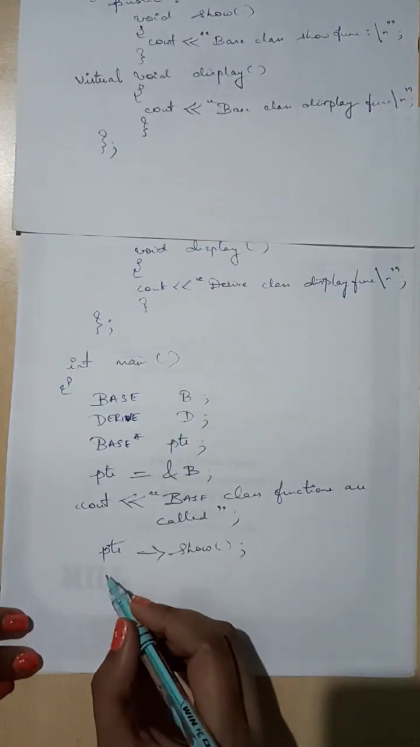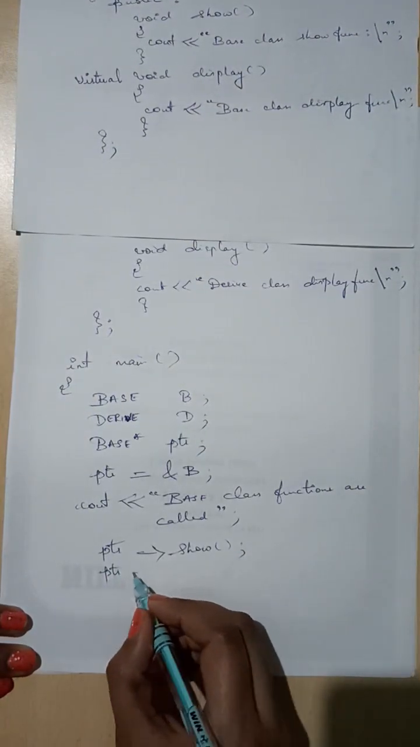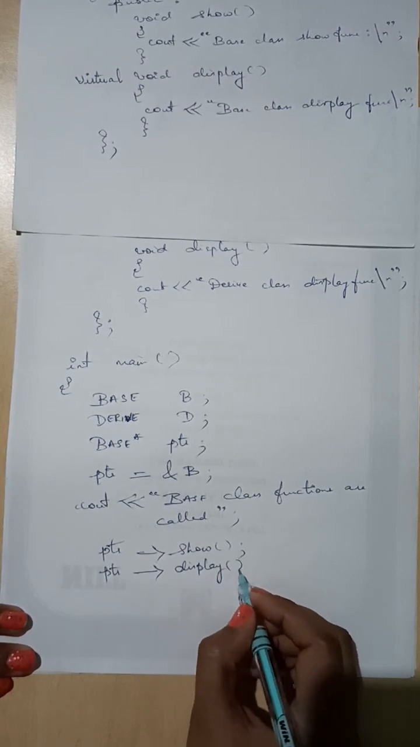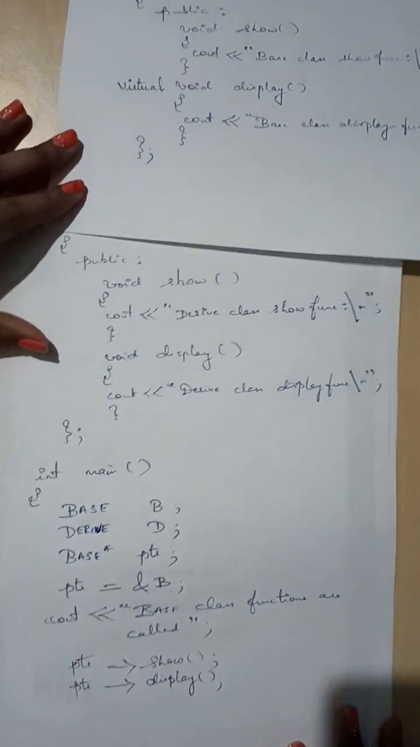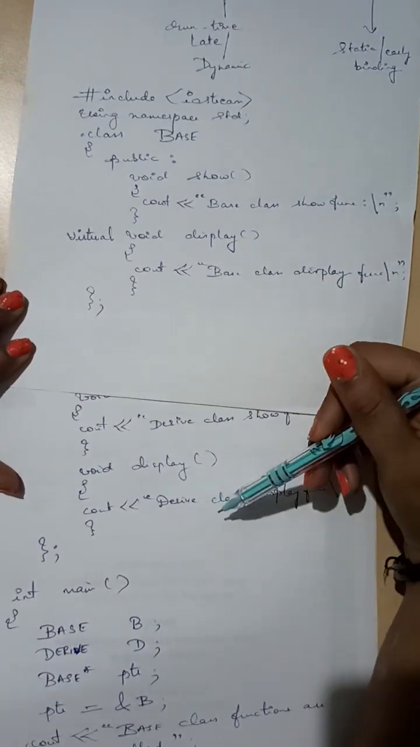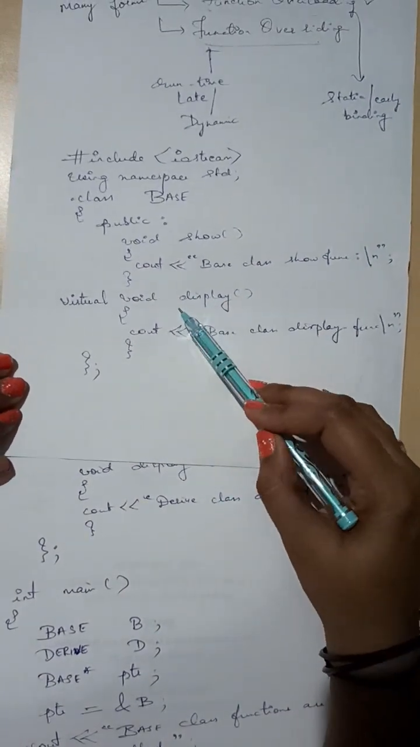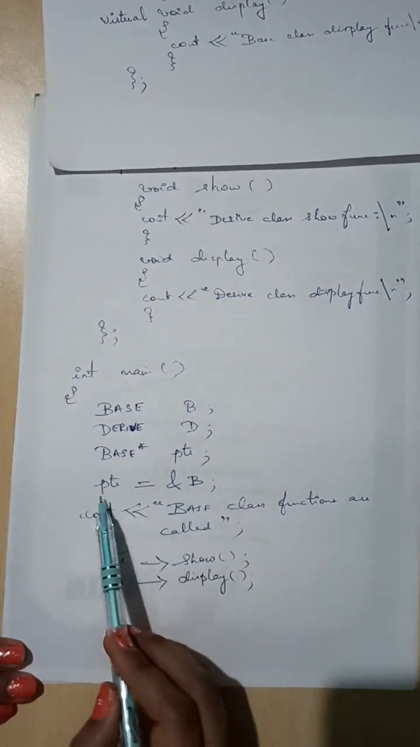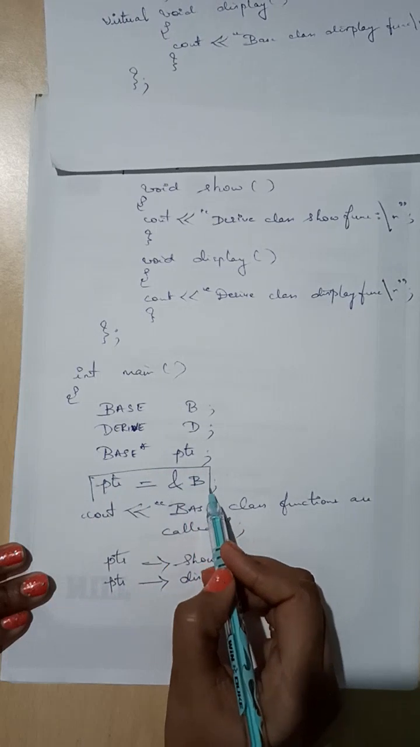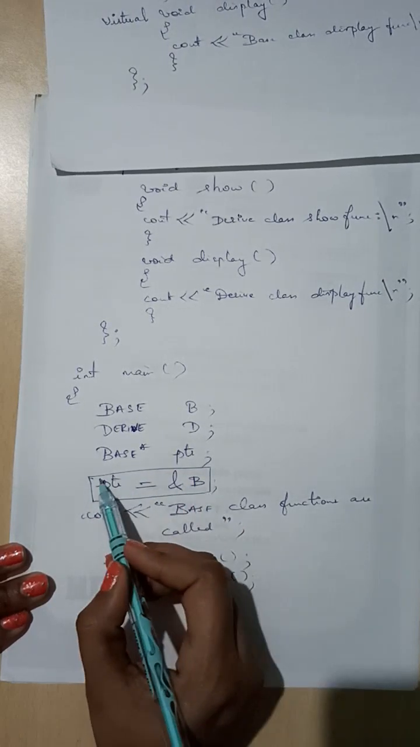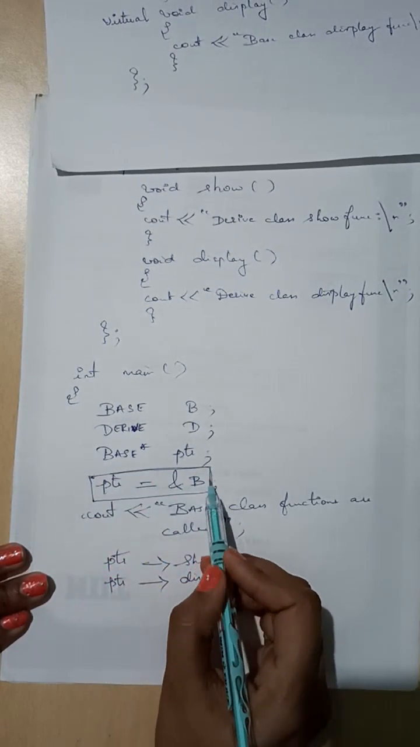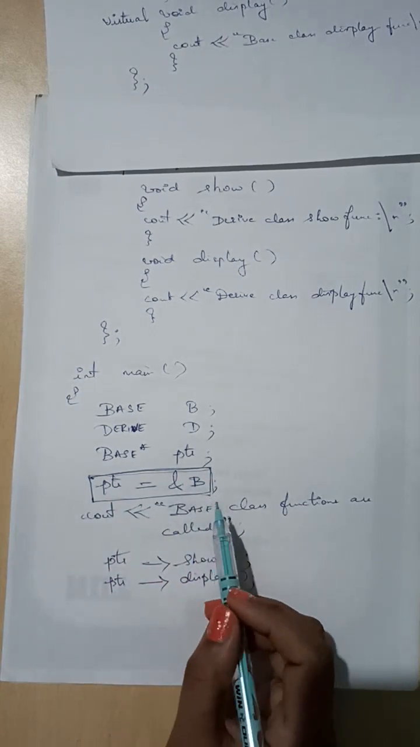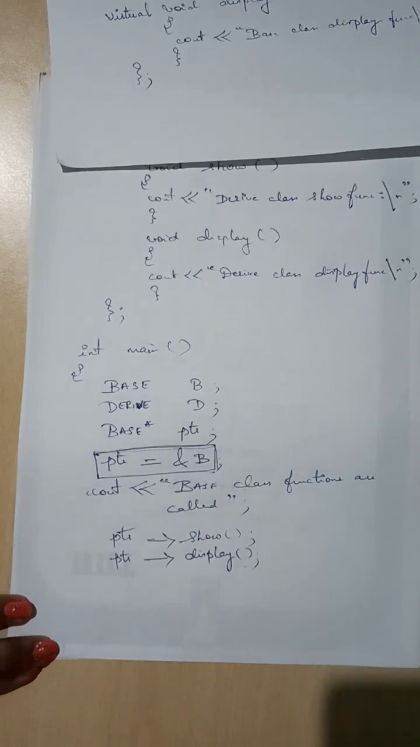And then with the help of the pointer object, once again, if I call the display function, then which function will be called? Will the base class or the derived class? The base class function will be called, because the pointer object is containing the address of the base class object, right? So the base class function will be called.